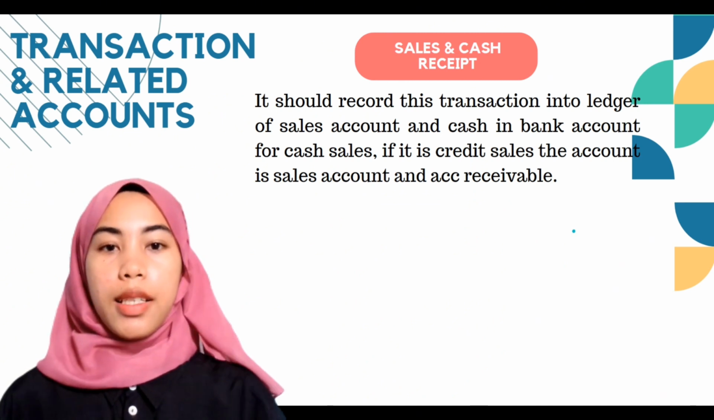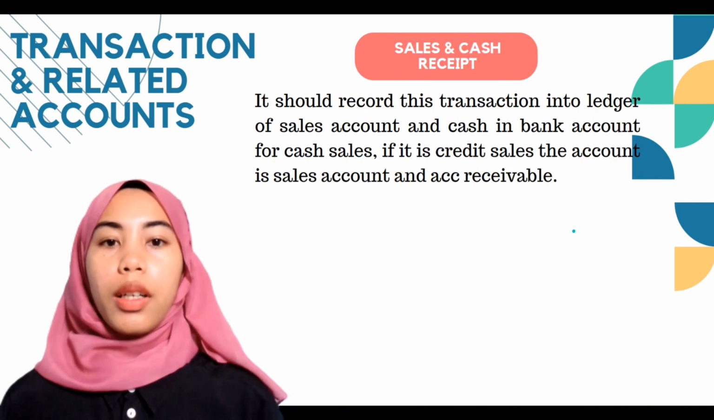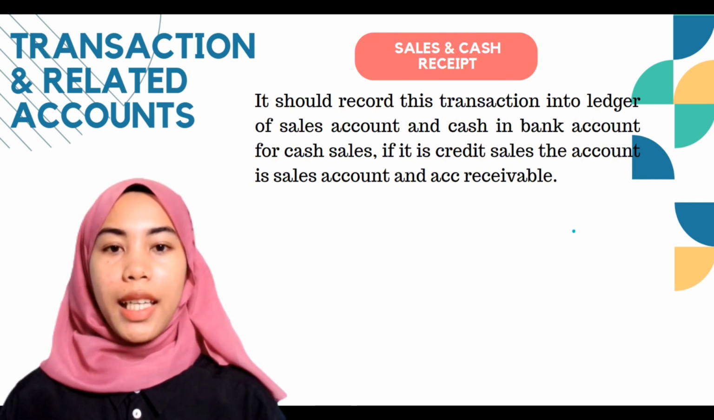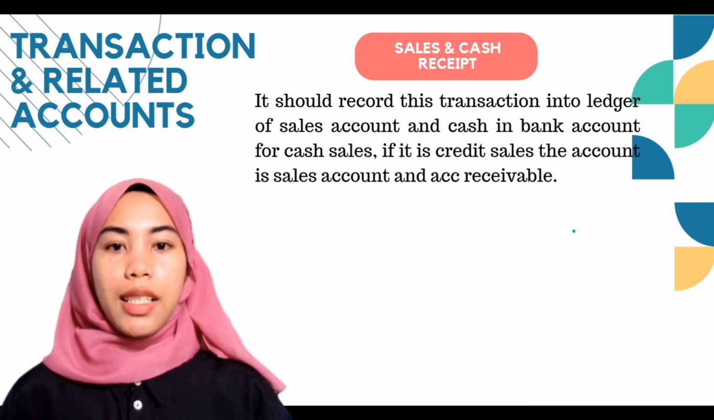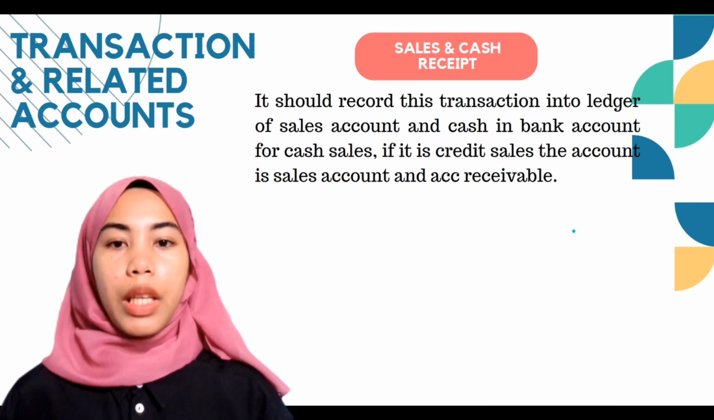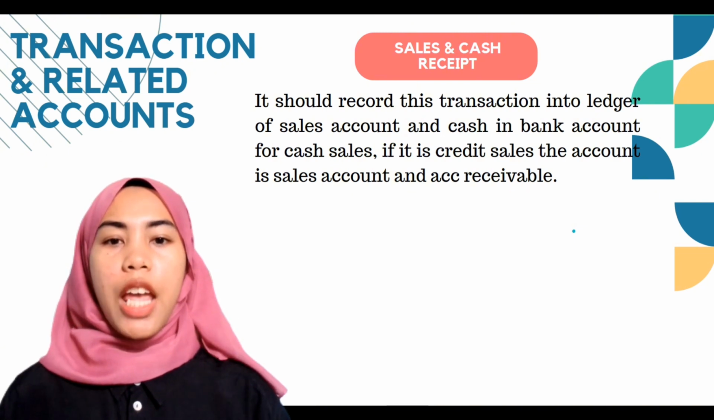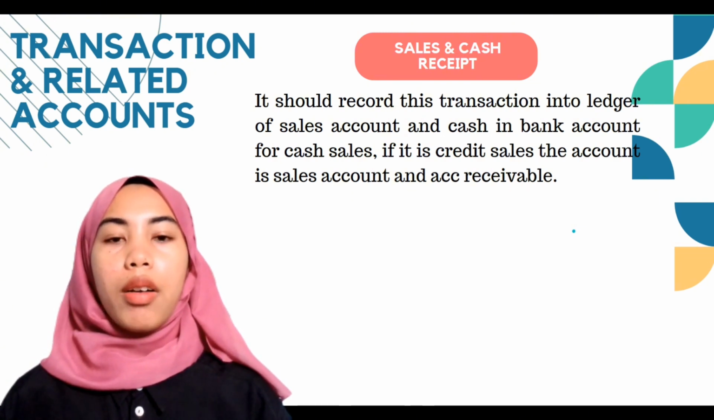First, the sale and cash receipt transaction. When the seller receives an order from the customer, the seller will record the order and prepare it according to the quantity and type required by the customer. After the customer receives the order, the customer will pay for the order. It should record this transaction into the ledger, with the sale account and cash in bank account for cash sale. If it is a credit sale, the accounts are sale account and account receivable.